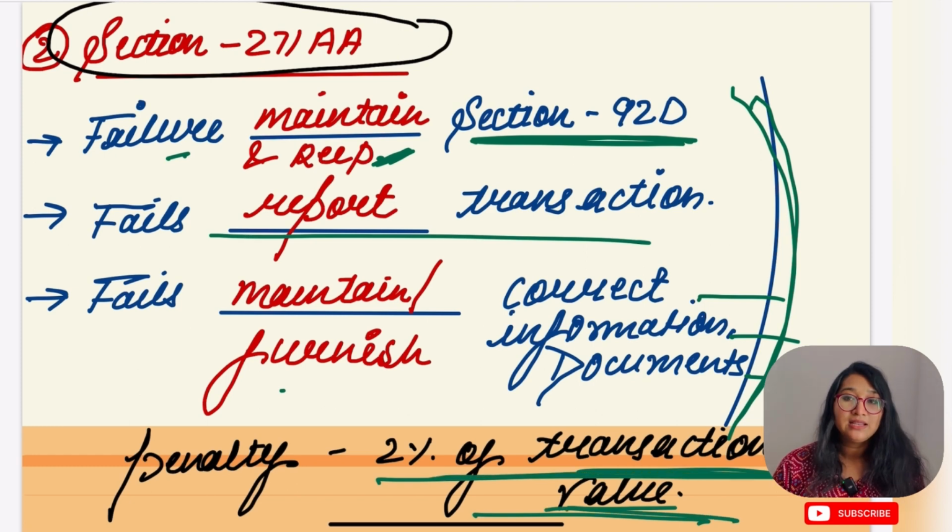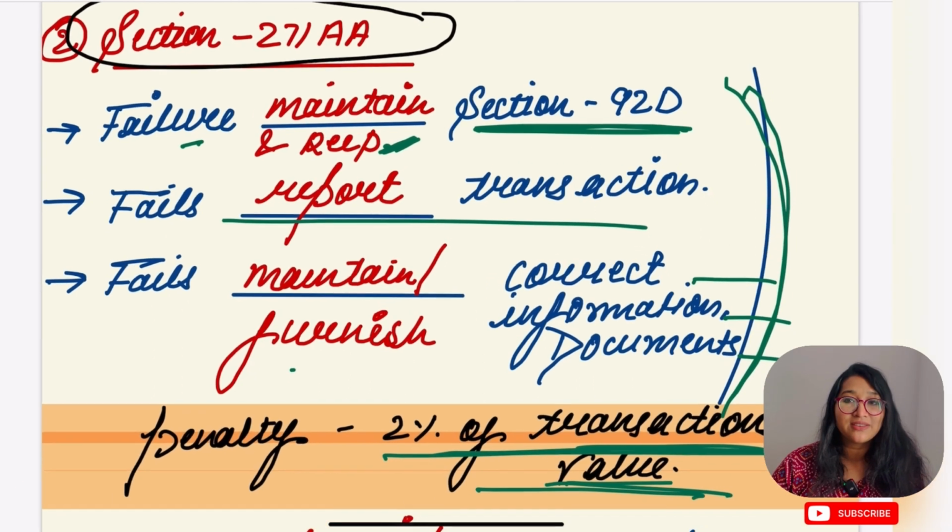Is it clear? Let me remind it again. If the SSC fails to maintain and keep the documents and information under section 92D, okay. Second, if he fails to report the transaction. Third, if he fails to maintain and furnish the correct information documents, okay. In these three cases the SSC has to pay the penalty of 2% of transaction value. Is it clear? Under section 271AA.